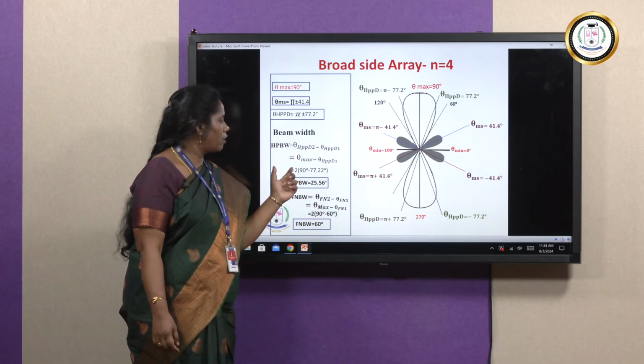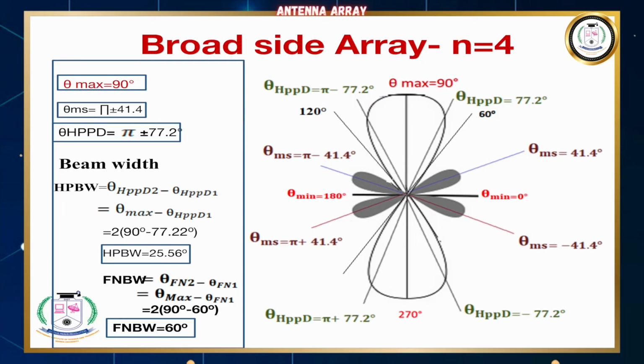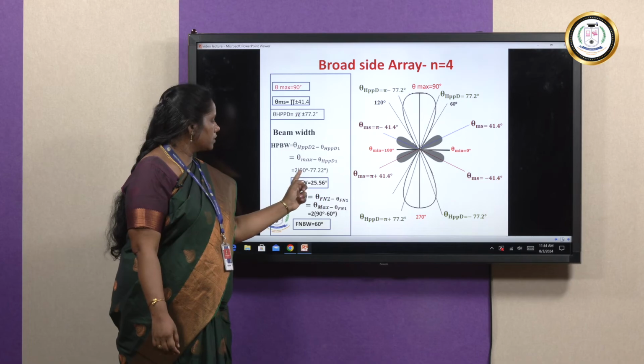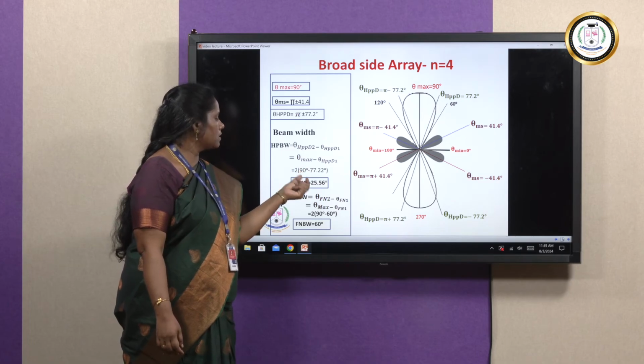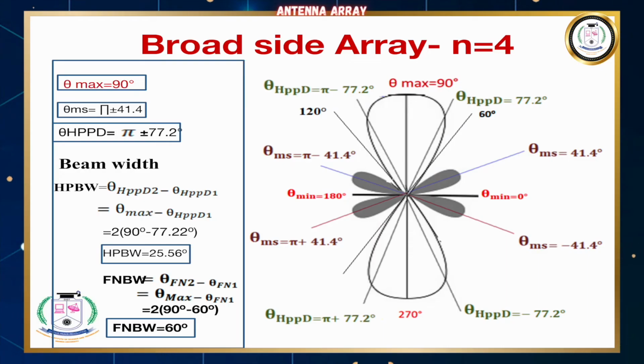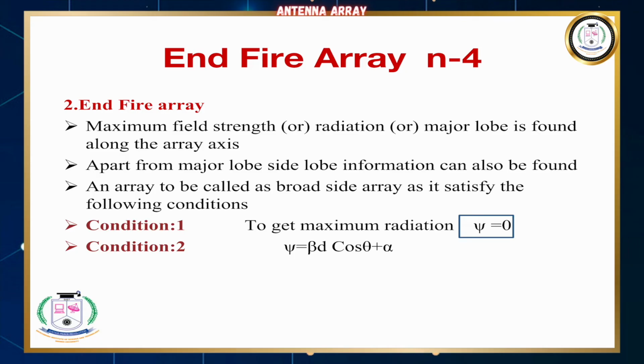The beam width calculation has been found by half power beam width, HPBW, and first null beam width. Half power beam width is equal to theta half power point direction 2 minus half power point direction 1. The difference of those two angles is given as 25.56 degree. And first null beam width is theta first null 2 minus theta first null 1, which is given as 2 into 90 minus 60 degree. First null beam width is calculated as 60 degree. Next, end-fire array, same procedure, only the condition is beta d cos theta plus alpha.